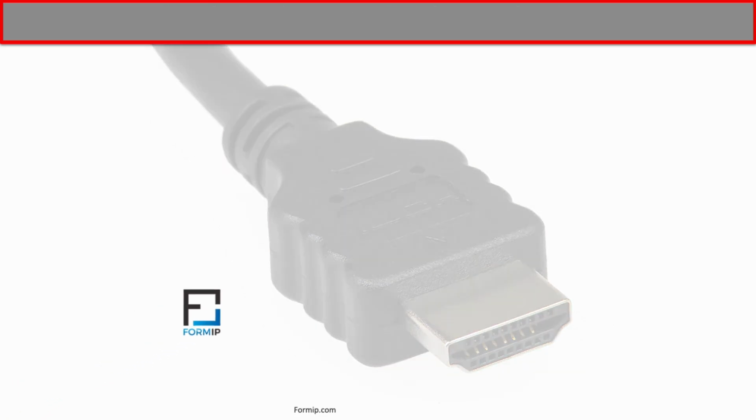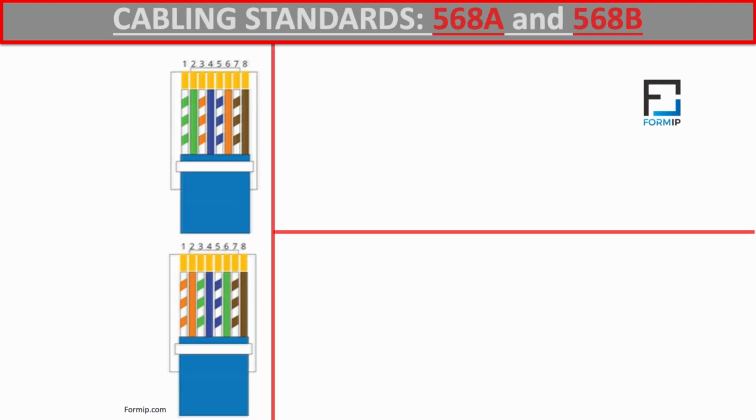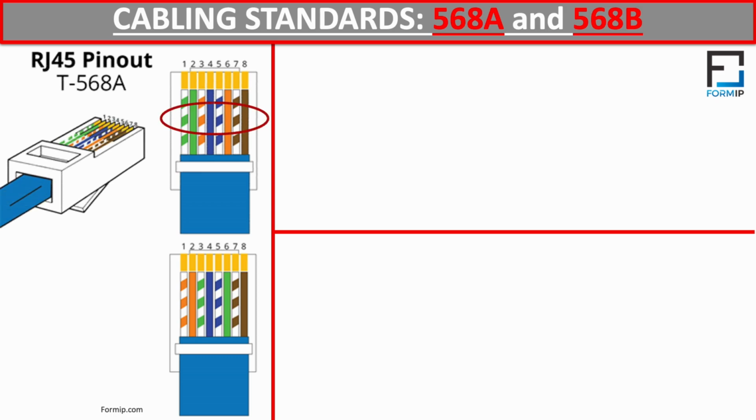Wiring standards. We're going to end the course by looking at the wiring standards. The terms 568A and 568B define the rules for how twisted pair cables should be wired to RJ45 connectors. Standard 568A. The 568A standard is wired in this order: 1. White-green, 2. Green, 3. White-orange, 4. Blue, 5. White-blue, 6. Orange, 7. White-brown, 8. Brown.